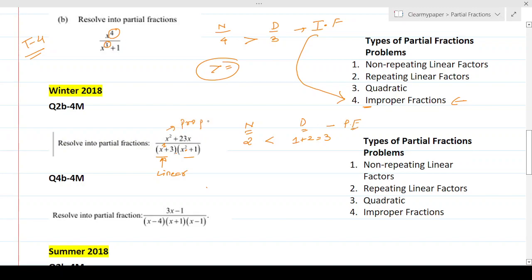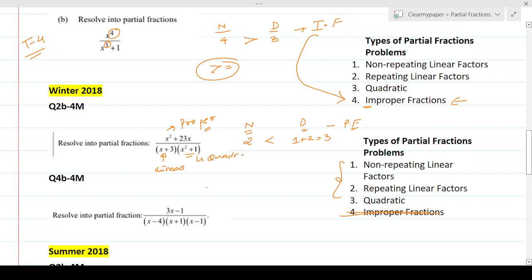When it's a proper fraction, that means this is going to belong to one of these three types. So this is ruled out, we don't have to worry about that. Now let's see what's happening in the denominator. Let me start from the beginning. We know it's a proper fraction. The first term, x to the power 1, is linear, that's good. The second term is quadratic, x square plus 1.